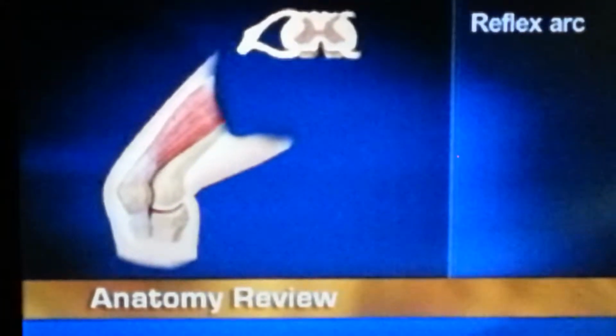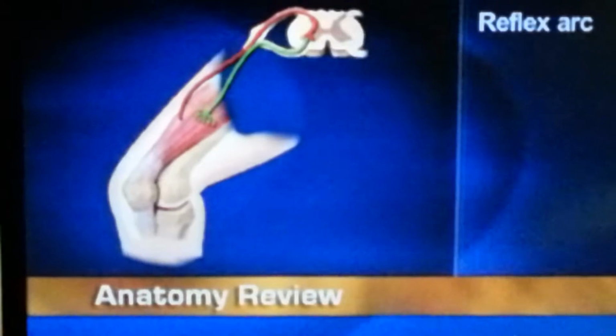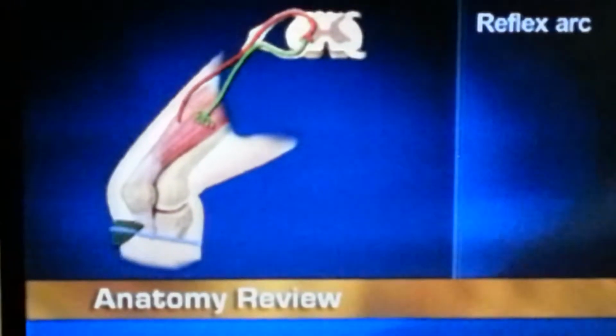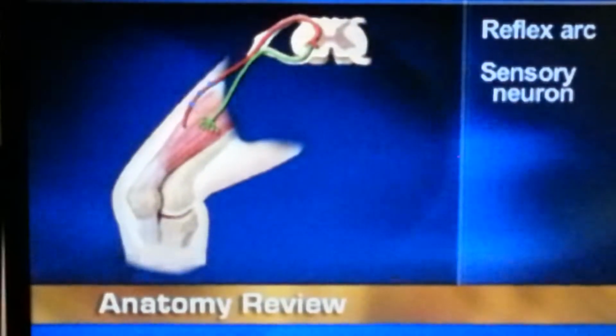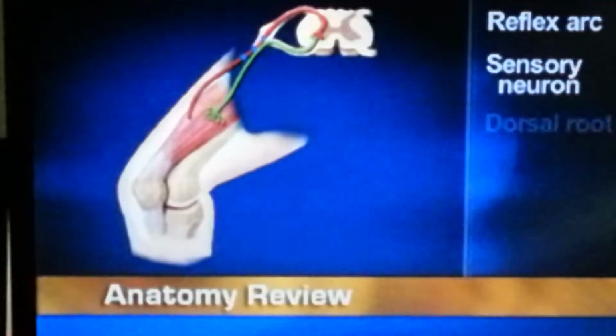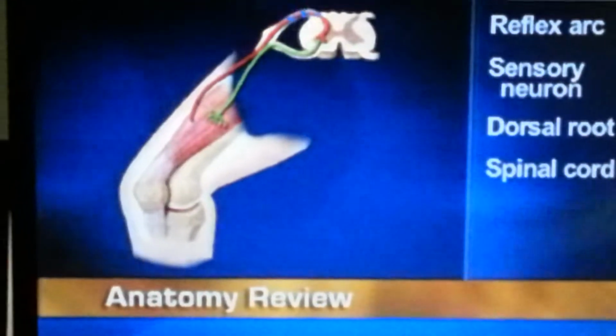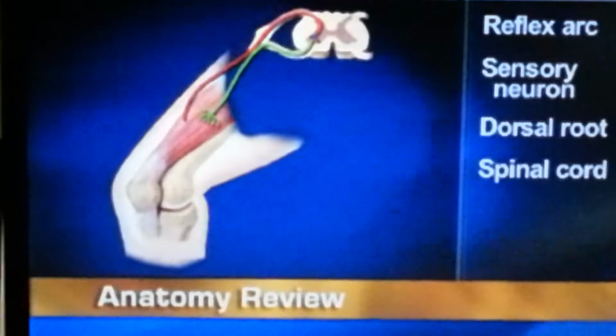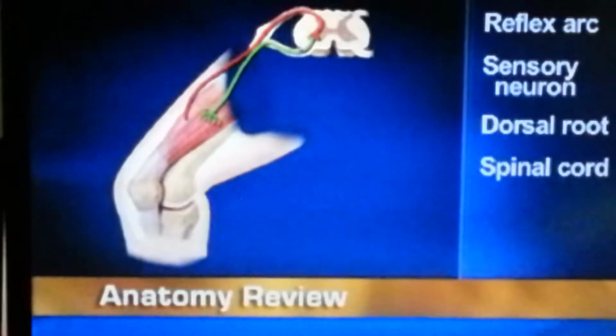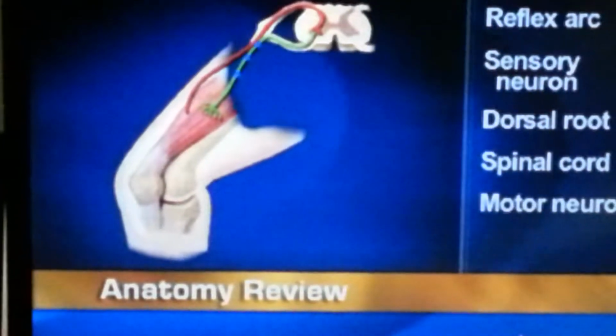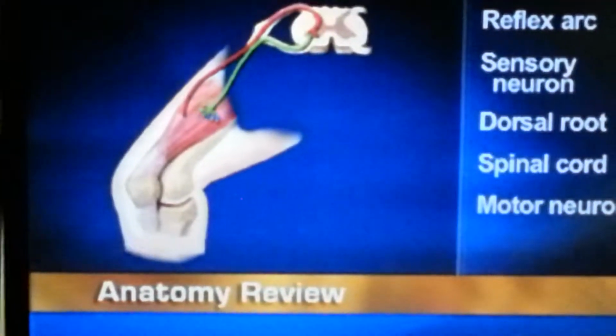Reflexes allow rapid reactions via a reflex arc. In the simplest reflex arc, sensory neurons carry the message from the receptor through the dorsal root and into the spinal cord. There they synapse with motor neurons. From the ventral root, motor neurons carry the message to the muscle, which produces the reflex.